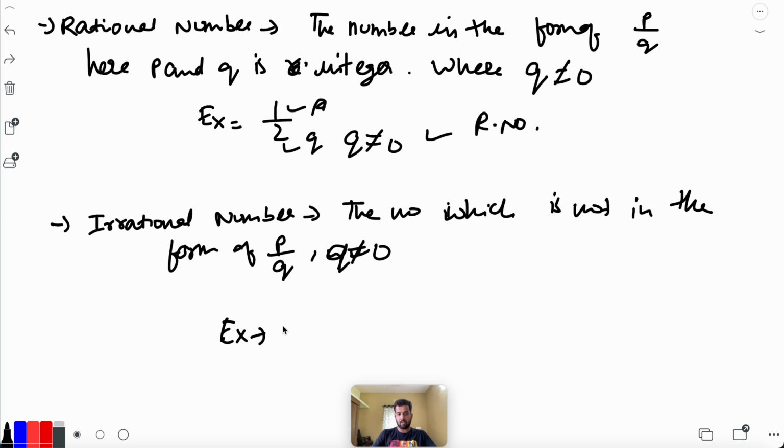Okay, so I will write on the board. See the root numbers like root 2. Is it in the form of p by q? No, so it is irrational. Root 3, is it in the form of p by q? No, right? It is again irrational, right?